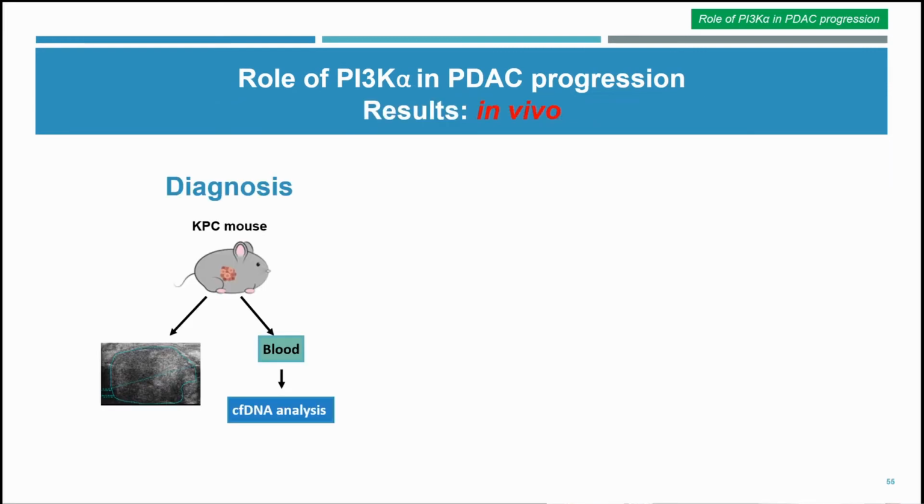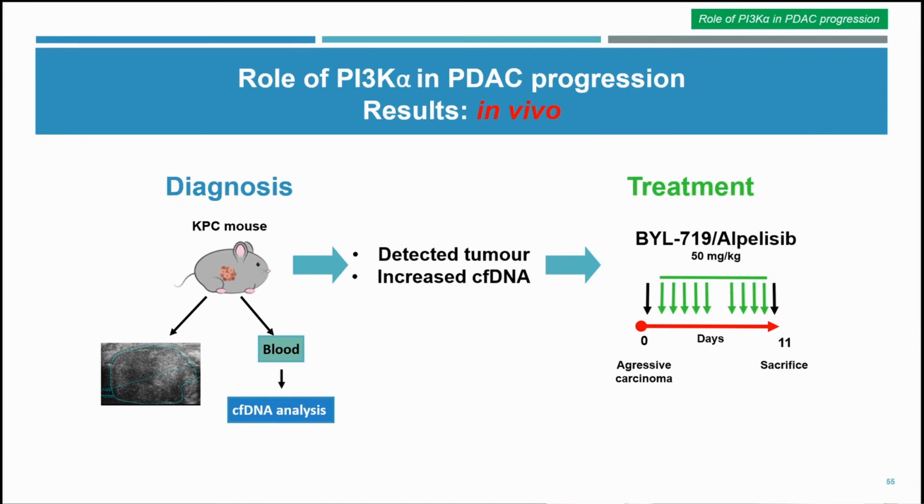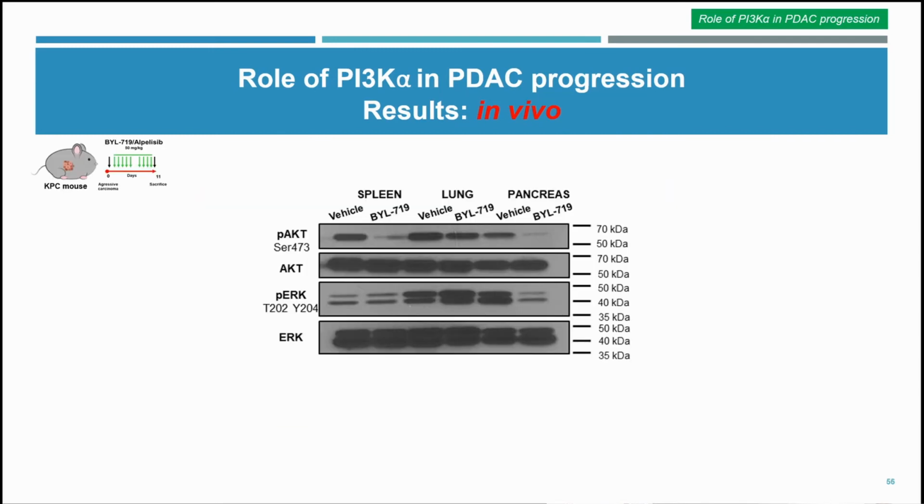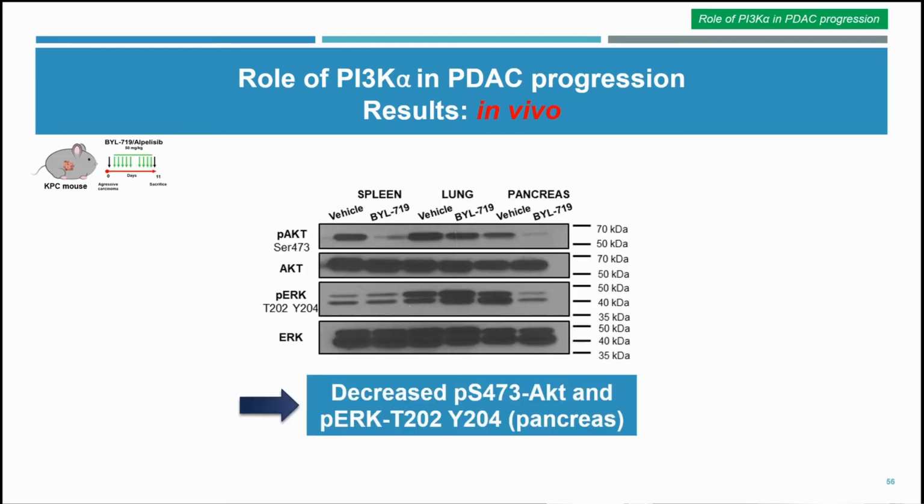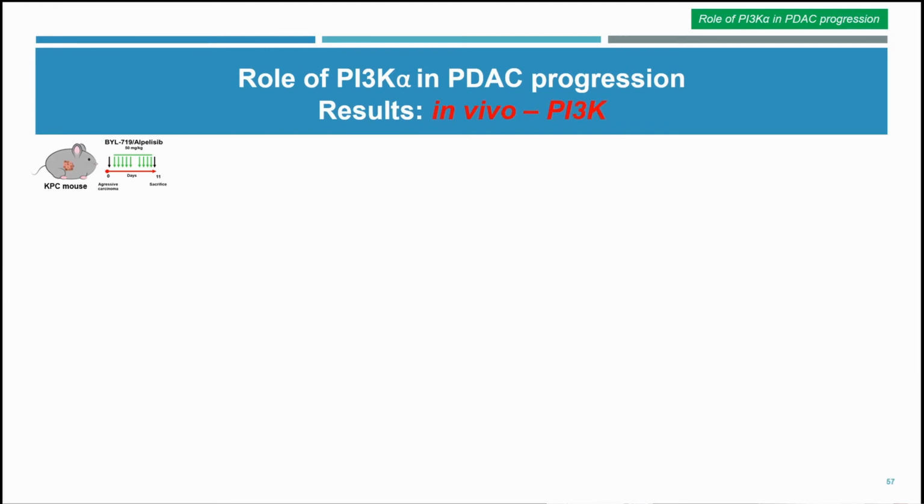We then set up a diagnostic protocol where we use ultrasound imaging and the analysis of cell-free DNA. Once we had detected a tumor and an increase in the levels of cell-free DNA, we gave the mice a treatment using a PI3K alpha inhibitor, BYL-719, for 2 weeks. In tissues from mice treated with the alpha-specific inhibitor, we observed a decrease in the phosphorylation of AKT in all the tissues and a decrease of ERK only in the pancreas.